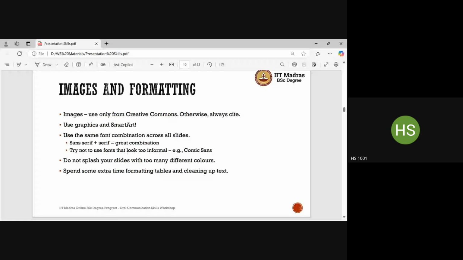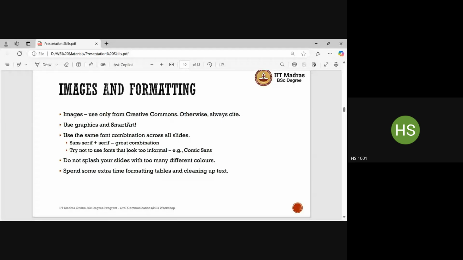You can also choose a combination of serif fonts and sans serif fonts. Do not use fonts that look too informal. There should not be too many colors on your slides. That would be very unprofessional.